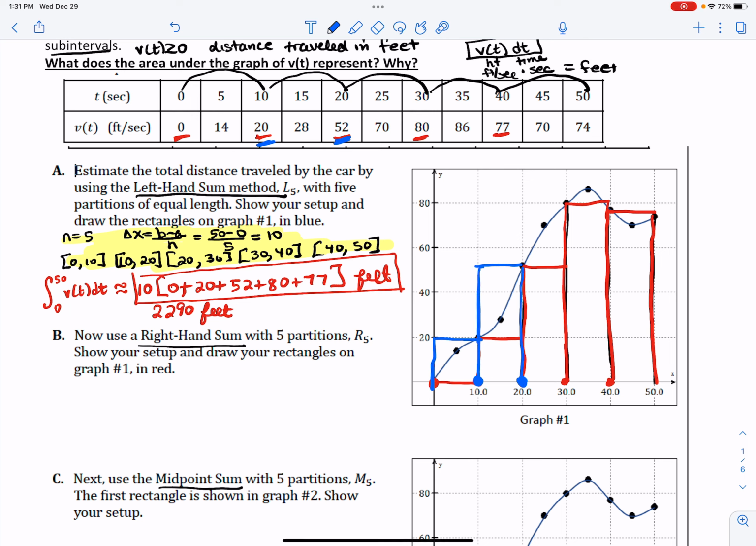The third subinterval is from 20 to 30, and the right endpoint is 30, so that gives us 80. In the fourth subinterval, we pick 40. That's the right endpoint. That gives us the 77.